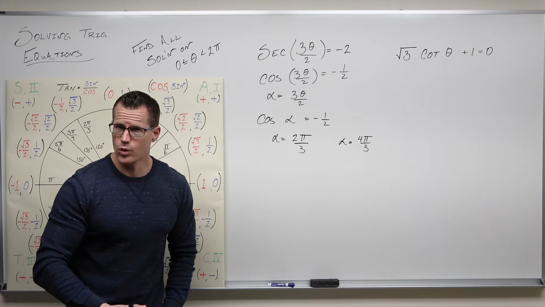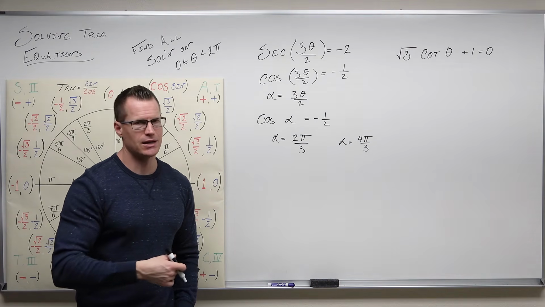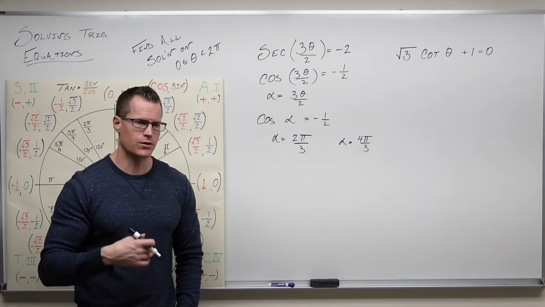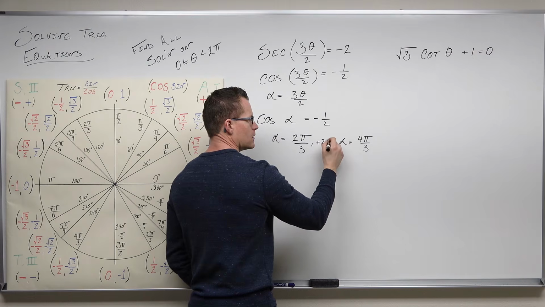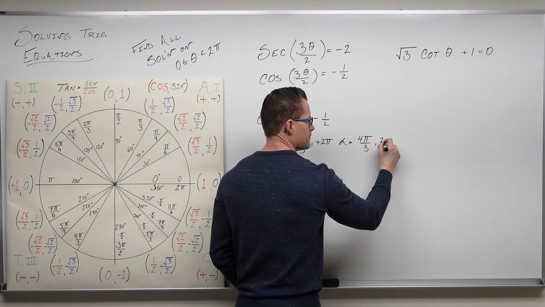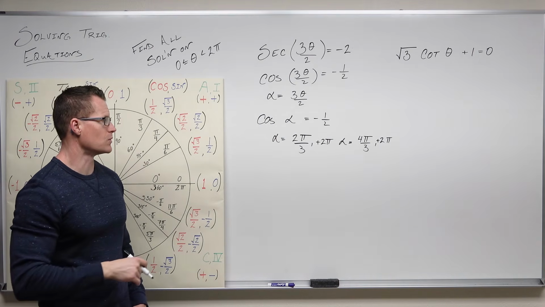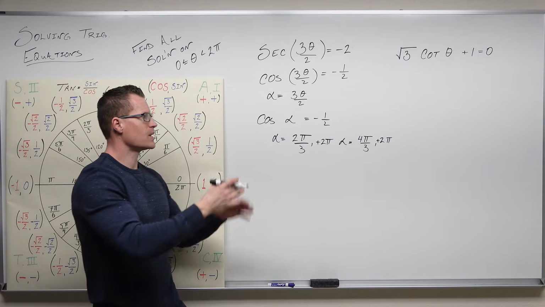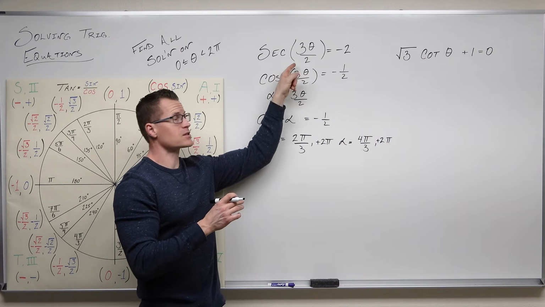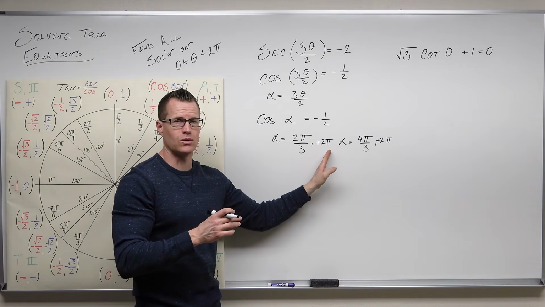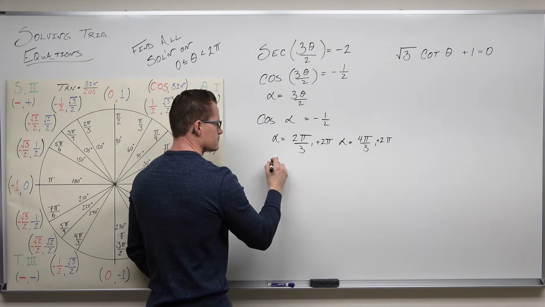So anything more than 1, add a cycle. If it's more than 2, add 2 cycles. If it's more than 3, add 3 cycles. So I'm going to add 2 pi and 2 pi. That's another cycle around that unit circle. So 2 pi over 3 and 4 pi over 3, that's fine. That's what this angle would be for cosine theta equal negative 1/2. I'm saying that's more than 1. I'm going to add 1 cycle. I really don't need to do that one, but I'm adding it again anyway.